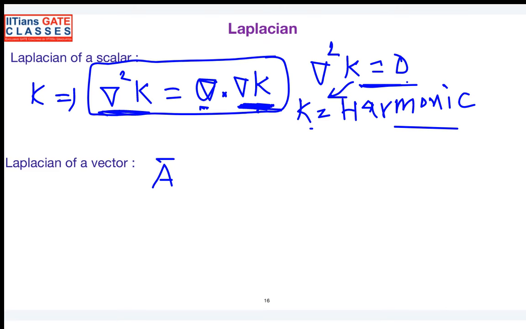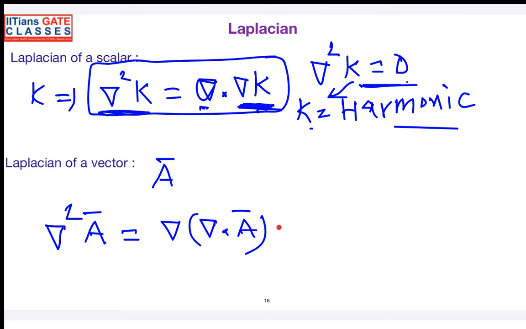If you want to prove it, you can use a conventional mathematical technique: assume some vector A and prove the left-hand side equals the right-hand side. This is a vector identity which I will come back to in the wave propagation part. You need not worry about that. So this is one of the vector identities.